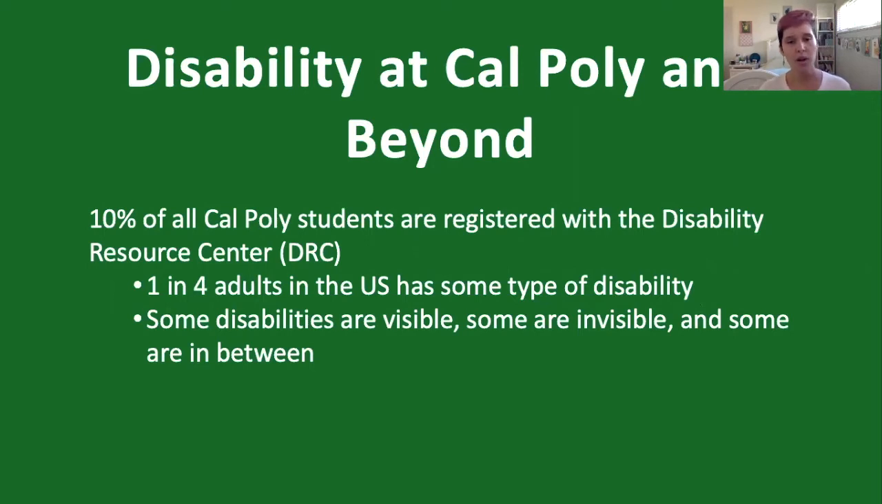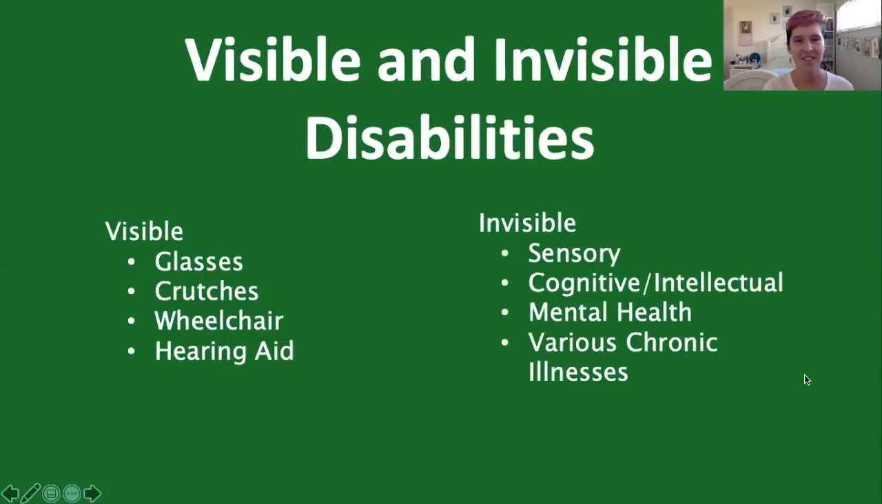Outside of Cal Poly, 1 in 4 adults in the U.S. have some type of disability, which means we are a very large minority group in America. We make up about 25% of the population. Some disabilities are visible, some are invisible, and some are in between. So it's impossible to look at someone and be able to tell whether they are disabled, which I believe Reina is going to discuss next.